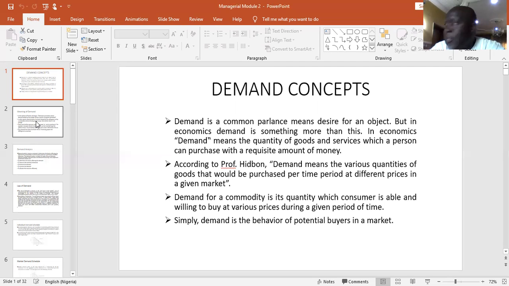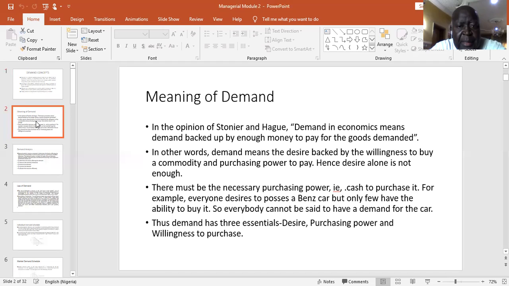In the opinion of Stonier and Hague, demand in economics means demand backed up by enough money to pay for the goods demanded. So you can want something, but it may not mean demand until you have the money and the willingness to spend money for that. In other words, demand means the desire backed by the willingness to buy a commodity and the purchasing power to pay. Hence, desire alone is not enough. There must be the necessary purchasing power, i.e. cash to purchase it, and other things like that. Like I said, I'm going to be a little bit fast. You have the material, so you can read it in detail.